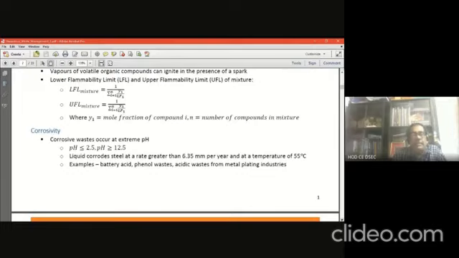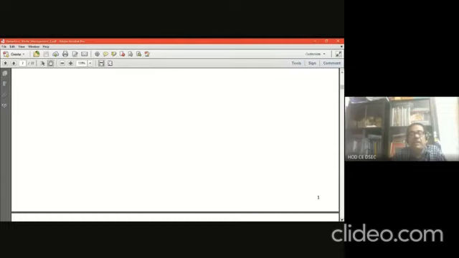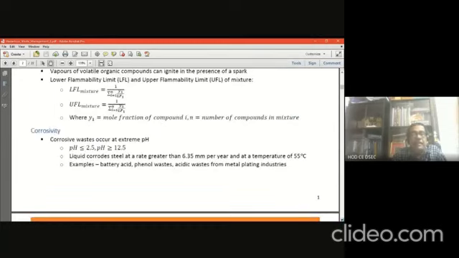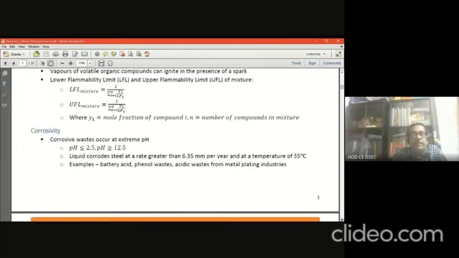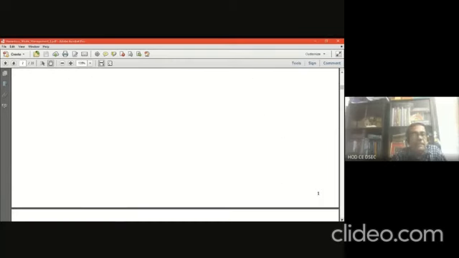That means the liquids may be acidic, highly acidic, or alkaline, which corrode steel at a rate greater than 6.35 millimeter per year at a temperature of 55 degrees centigrade. Examples of corrosivity are battery acid, phenol waste, and acidic waste from metal plating industries.